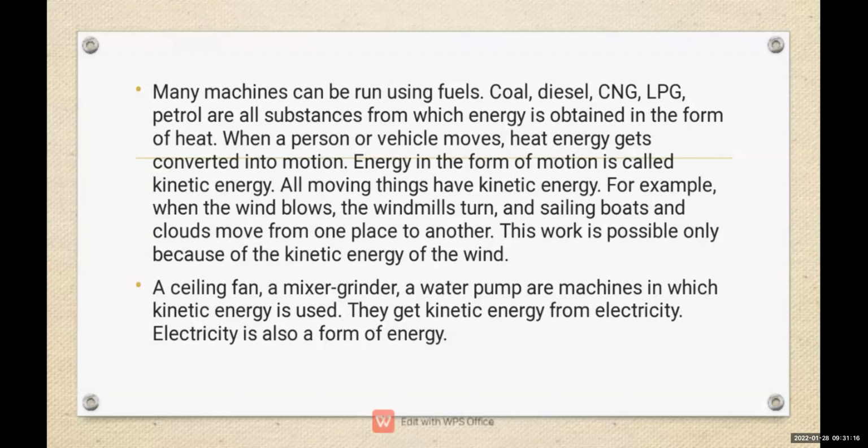Let's see another. The sailing boat and cloud move from one place to another. This work is possible only because of the kinetic energy of the wind. A ceiling fan, a mixer grinder, a water pump are machines in which kinetic energy is used. They get kinetic energy from electricity. Electricity is also a form of energy only.